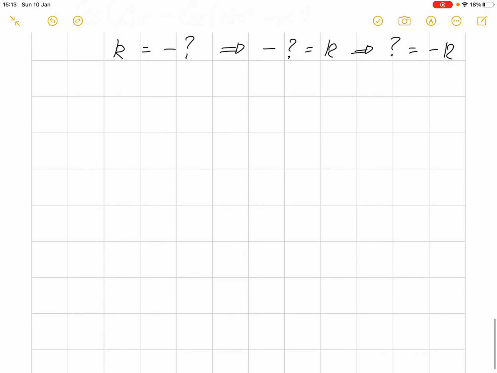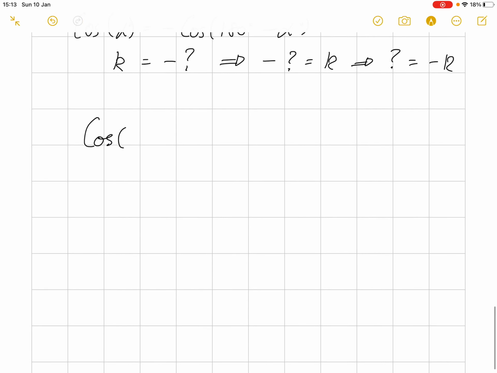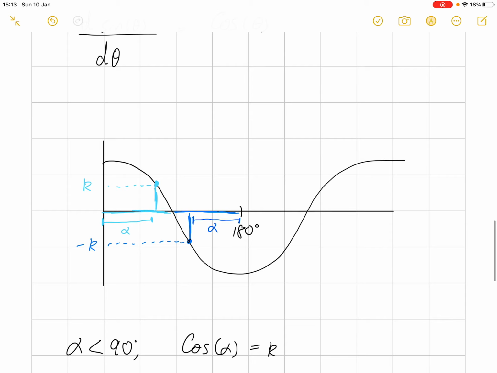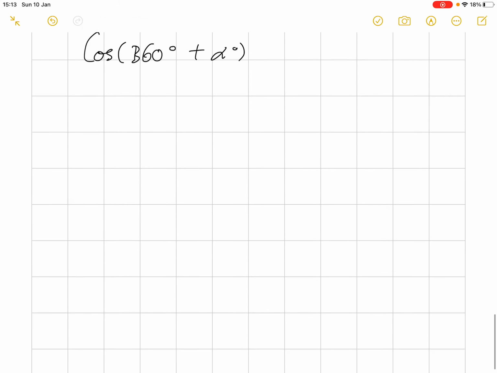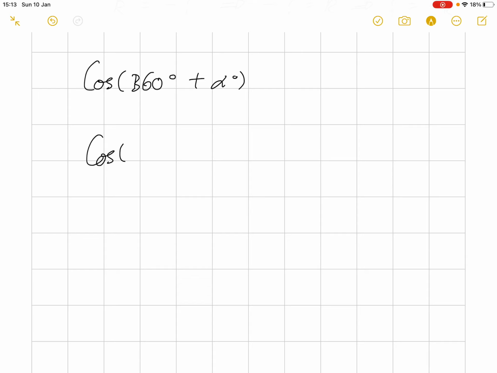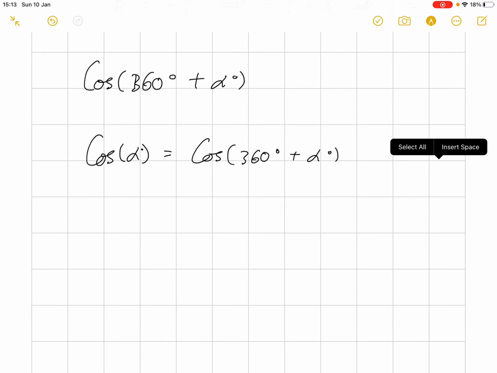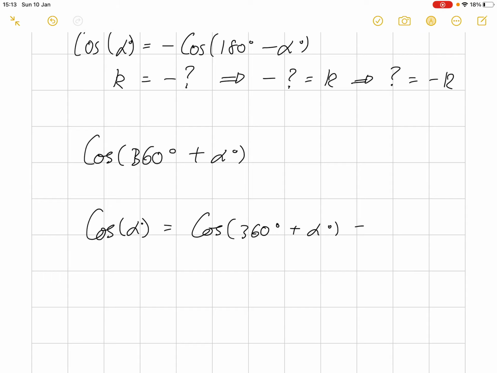And lastly, cos of 360 degrees plus alpha degrees. Well, as we can see, this graph resets itself every 360 degrees. In other words, it's 360 degrees periodic, which means, in conclusion, that cos of alpha degrees is equal to cos of 360 degrees plus alpha degrees, and so is just equal to k.